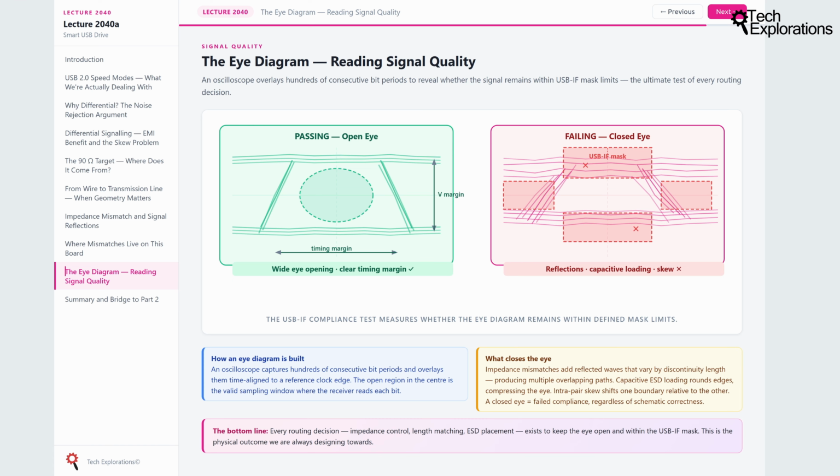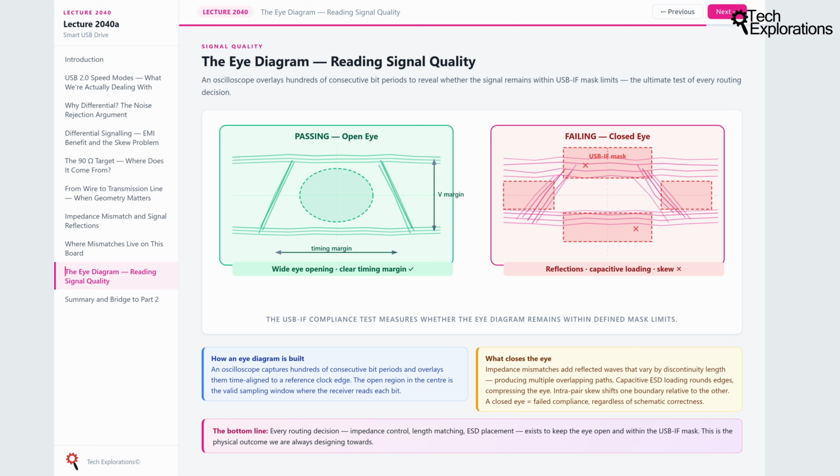The standard tool for visualizing USB high-speed signal quality is the eye diagram. An oscilloscope captures hundreds of consecutive bit periods and overlays them on top of each other, time-aligned to a reference clock edge. The resulting pattern looks like a horizontal eye shape. The open area in the center represents the valid sampling window where the receiver reads the bit. A passing USB 2.0 high-speed eye diagram must remain within the mask limits defined by the USB Implementers Forum specification.